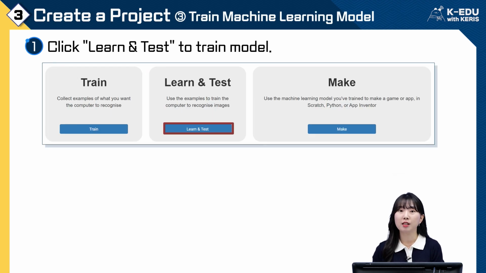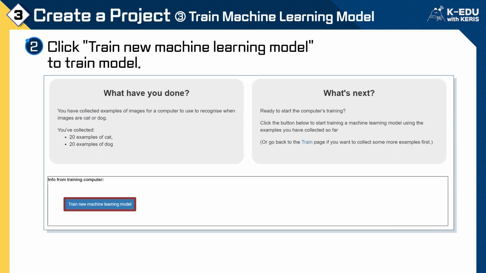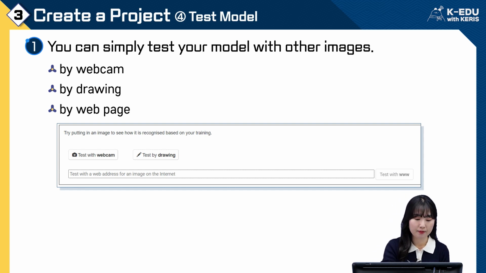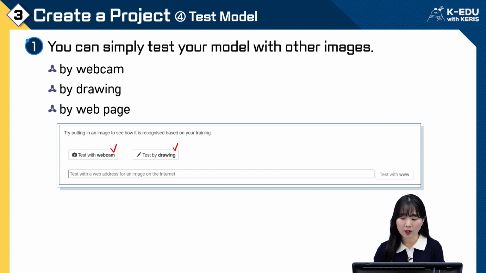This is the third phase of the project. Please click the Learn and Test button to proceed with model training. And click Train New Machine Learning Model to train the model. And this is the fourth phase of the project. It is time to evaluate the performance of the trained model with new data, which is called test data. You can simply test your model with other images by webcam here, and even by testing with drawing and testing with another web page.